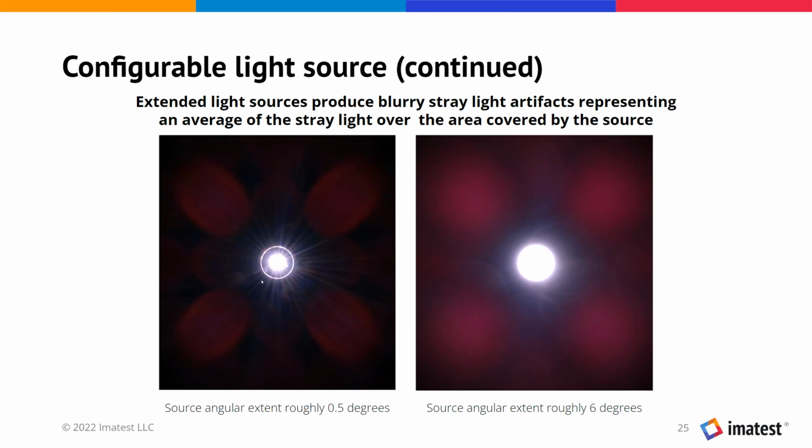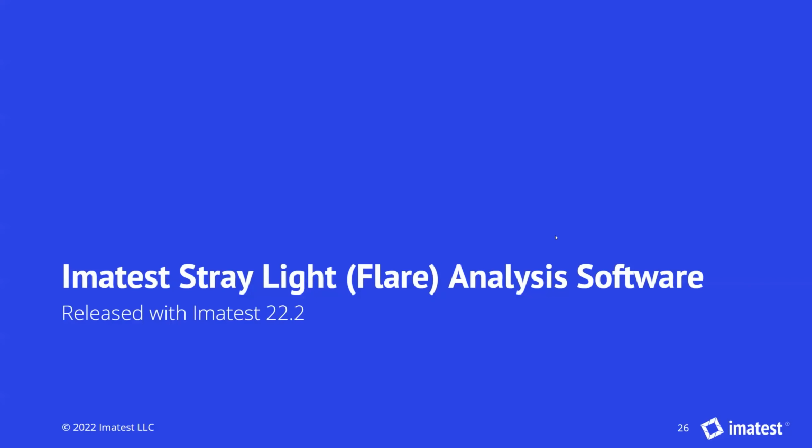So on the left, this light source has an angular extent of around 1/2 degree, similar to the sun. And you can see it's producing these sharp artifacts. It's very clear that there's this type of weird petal flare surrounding the light source, and then this shower type flare emanating from it. And then on the right, you see all of those same stray artifacts are present, but they're highly blurred because they're representing an average over the area that the source obtains. So it's really important to consider the light source you're using.